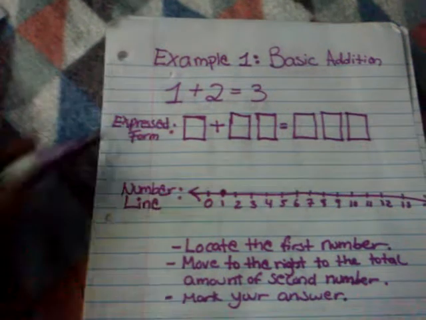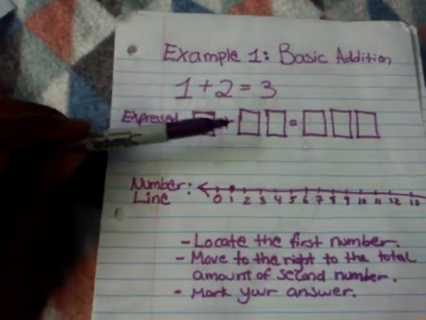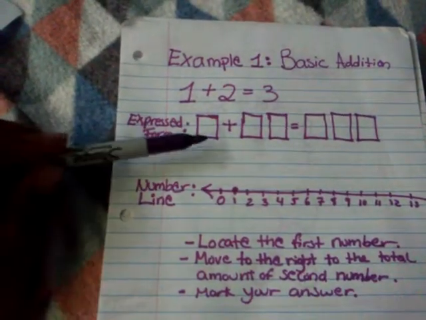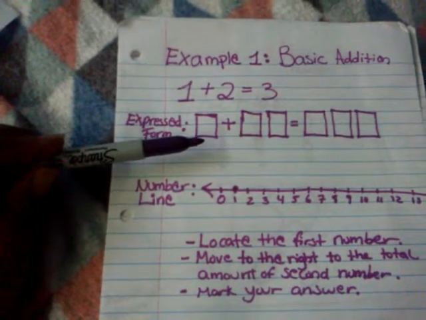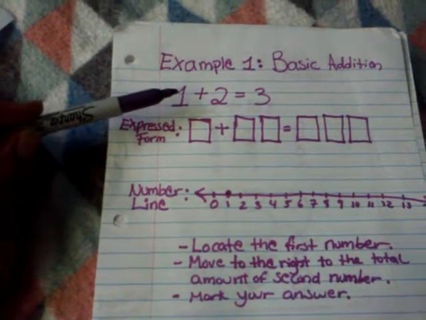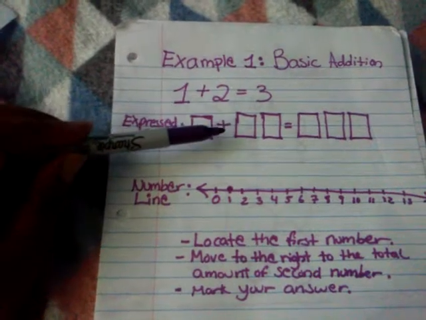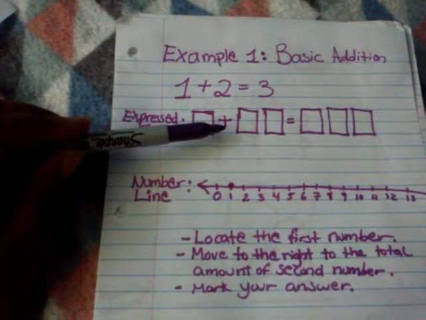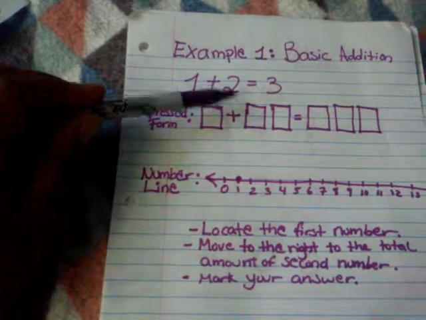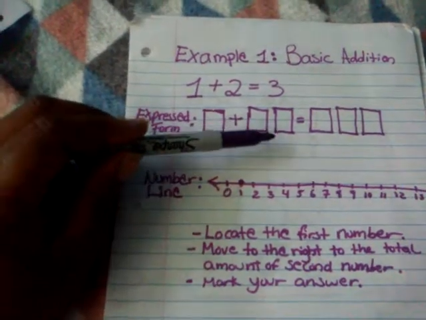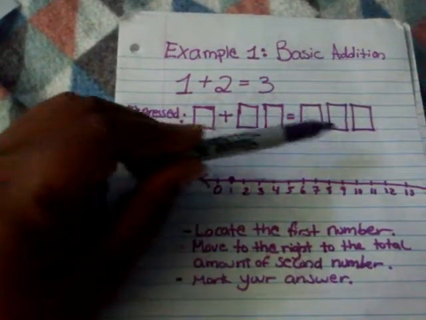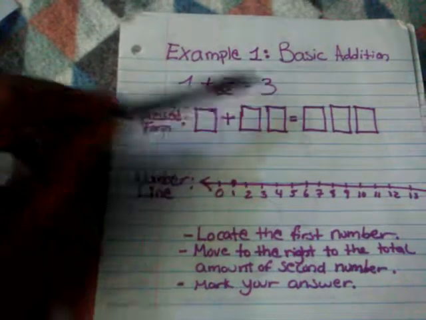So, 1 plus 2 equals 3 in expressed form. I use a square as an example. I express the number 1 as 1 square. Then we have the plus sign for addition, and then 2, which is expressed as 2 squares, and then it equals 3 squares, which is the answer.